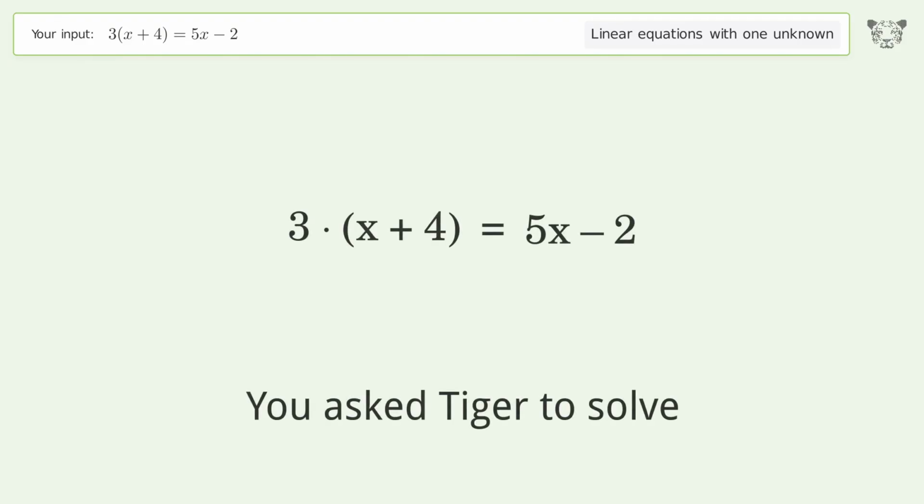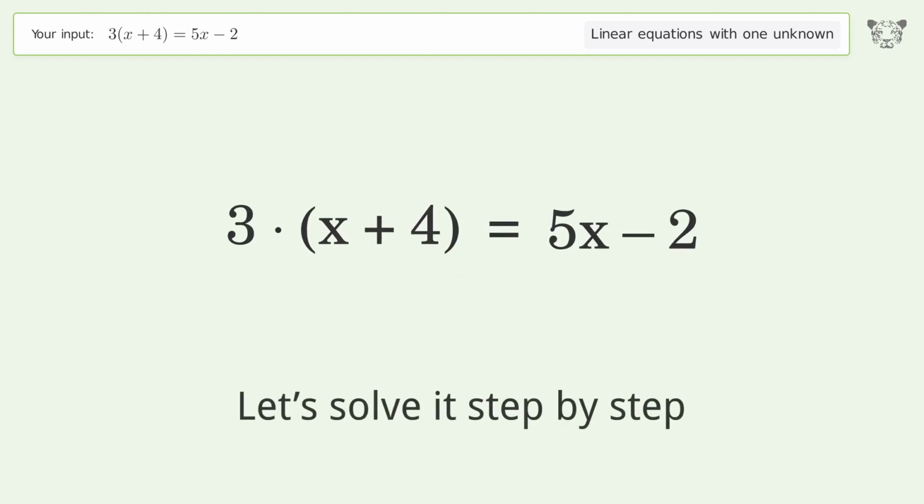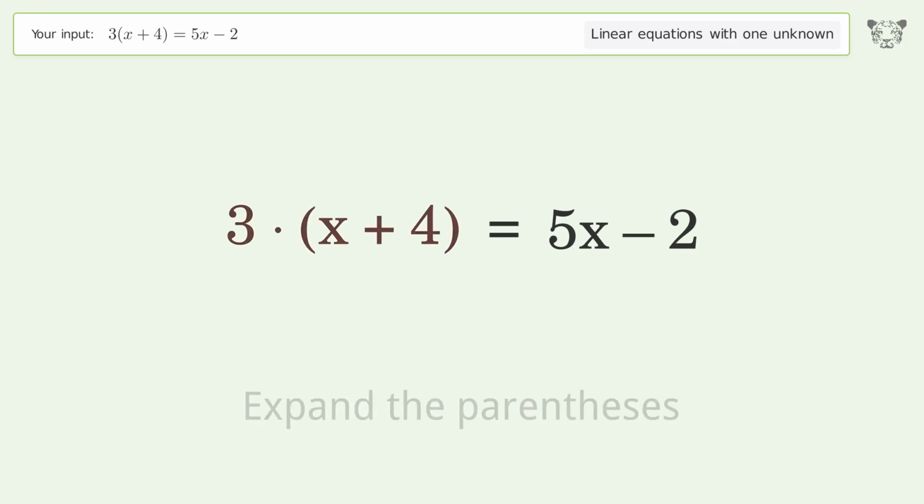You ask Tiger to solve this. This deals with linear equations with one unknown. The final result is x equals 7. Let's solve it step by step. Simplify the expression. Expand the parentheses.